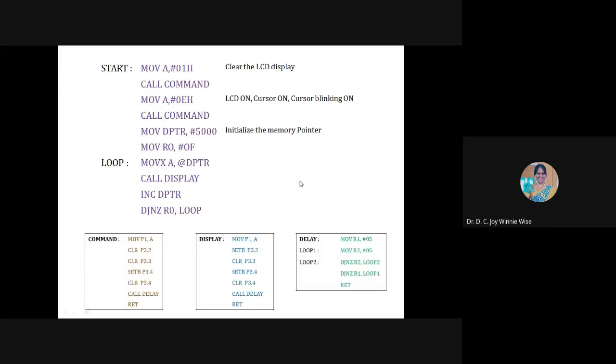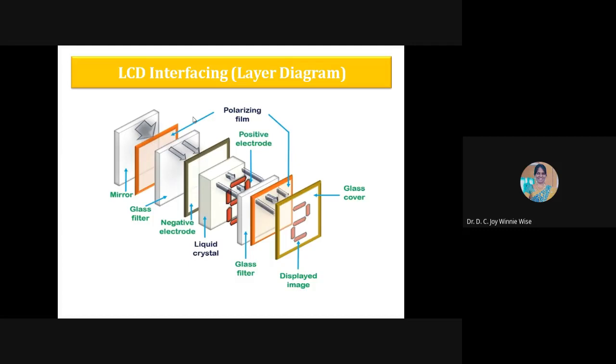Hope you got it. So this is the total final program. First we give the commands to get the LCD ready, and then from the memory location, where we have stored 15 data, every time you have to get the data and go for the display. That's all about this LCD display.